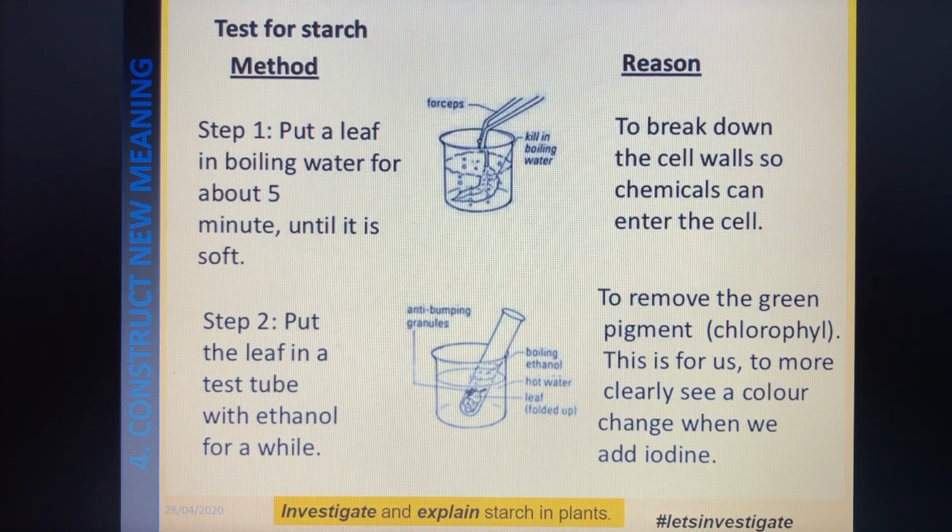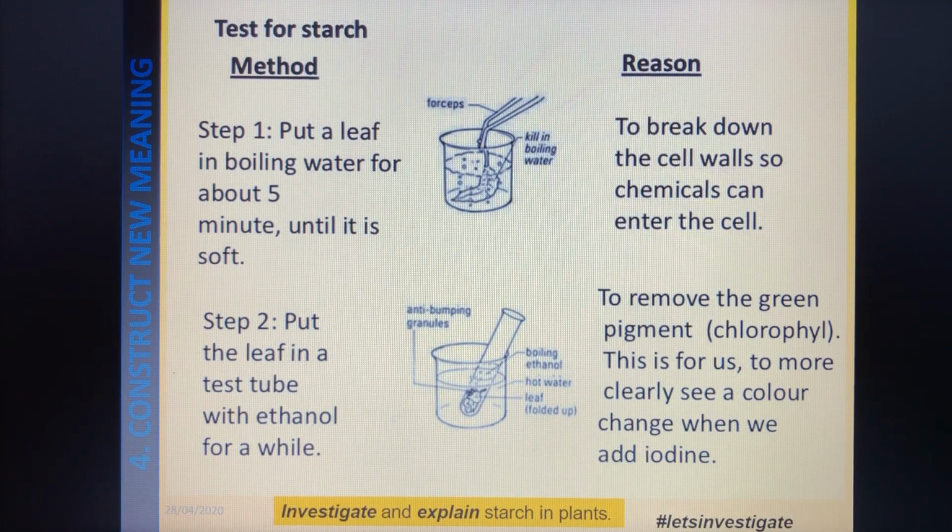Okay, so we leave that to boil for 5 minutes in the water. Now, the next really important thing to do is to get those Bunsen burners turned off, because we're going to add some ethanol into a boiling tube. And ethanol is highly flammable, so we wouldn't want any spillages and we wouldn't want those Bunsen burners on, because that could be quite hazardous.